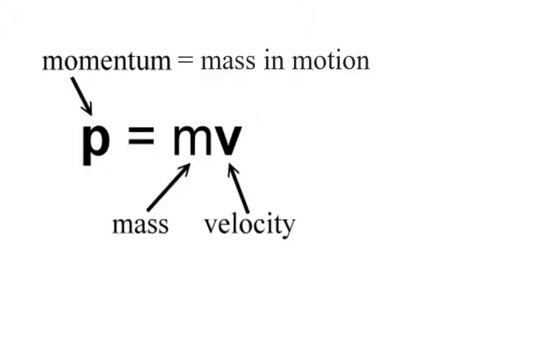However, in physics, we define momentum as mass in motion. An object's momentum, symbolized by P, is equal to its mass in kilograms multiplied by its velocity in meters per second. The resulting unit for momentum is the kilogram meter per second.